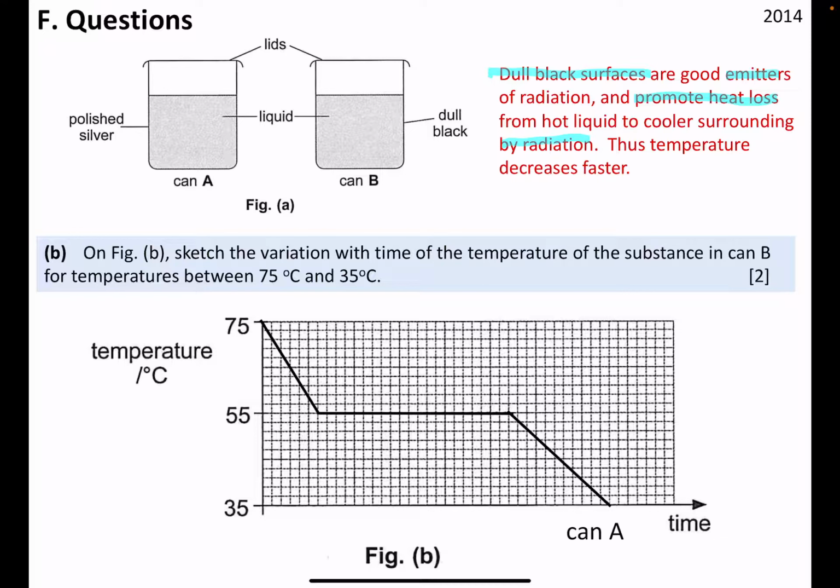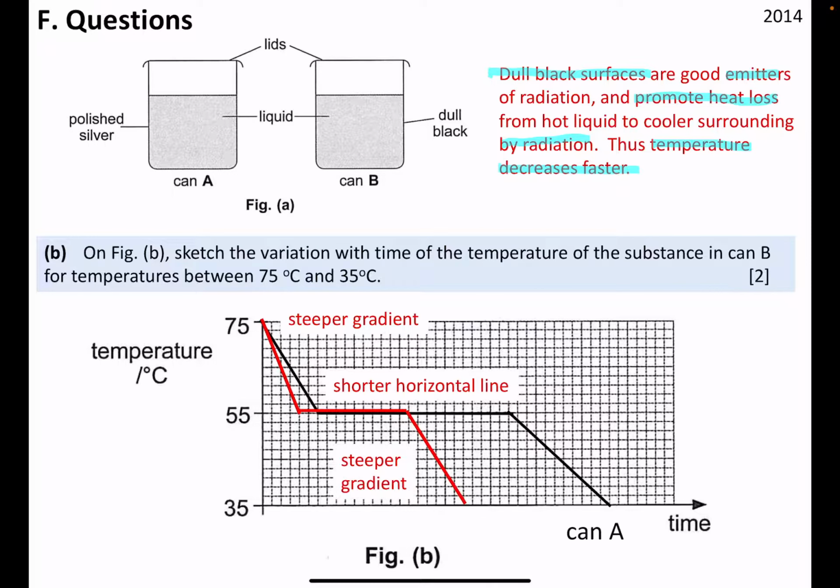So this will cause the temperature of the substance to decrease faster. The first part of the graph for can B will have a steeper gradient, it will have a shorter horizontal line, and again it will also have a steeper gradient compared to can A.